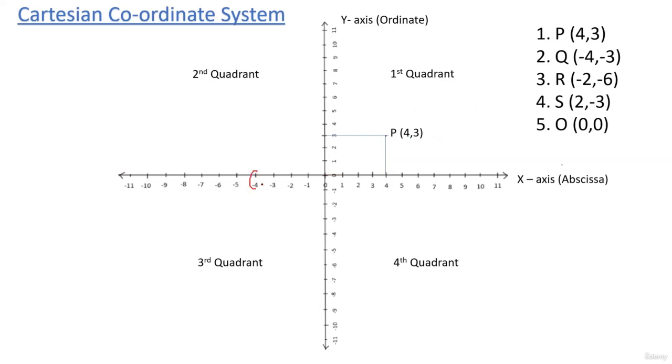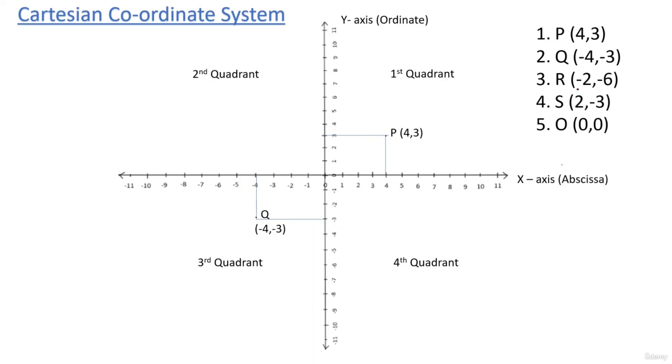So x coordinate is minus 4 and y coordinate is minus 3, so you'll have the point somewhere over here, and that's the point Q. The x distance is minus 4, the y distance is minus 3, you have the point Q. Going on further, let's talk about point R, which has x coordinate minus 2 and y coordinate minus 6.